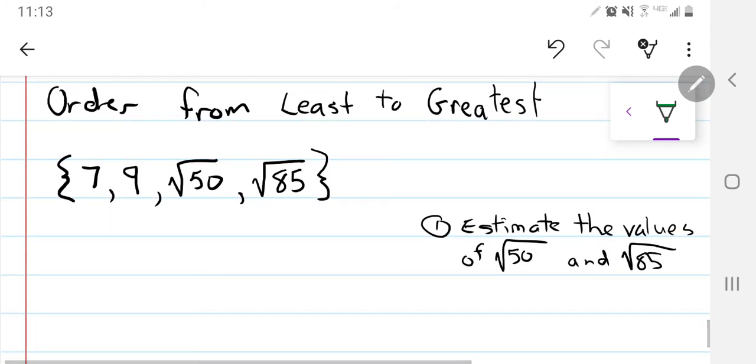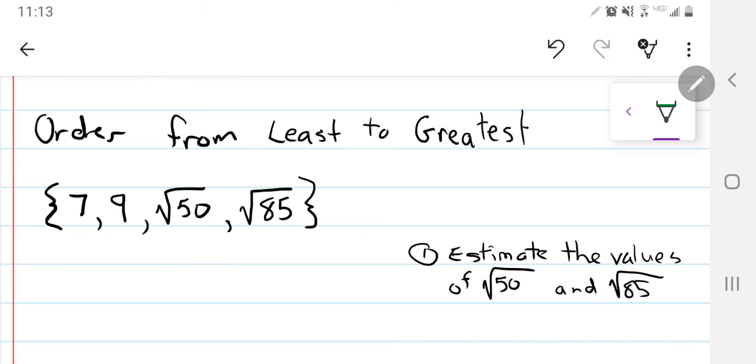All right, let's order this from least to greatest, our last little problem here. Guess what? We're just going to use the strategy we just worked on to estimate these two, and then we're going to put them in order. And we always remember to write all the numbers in our answer in the same form they were given to you in. All right, so we might change them out now, but then we'll change it back for our answer. So 7 and 9, we don't have to deal with them at all, but we do have to estimate what these square roots equal.